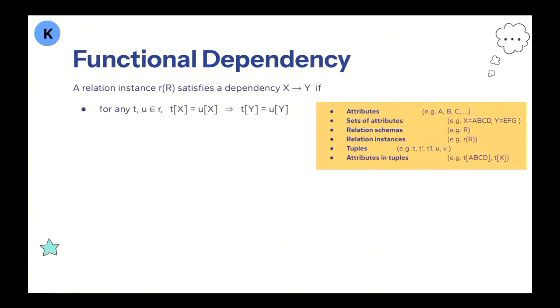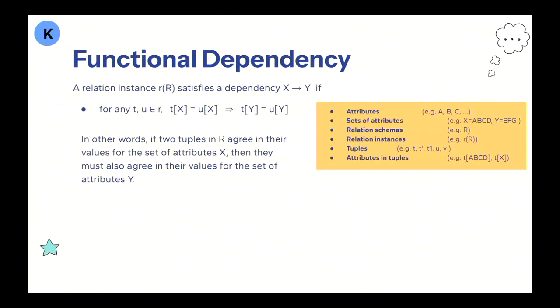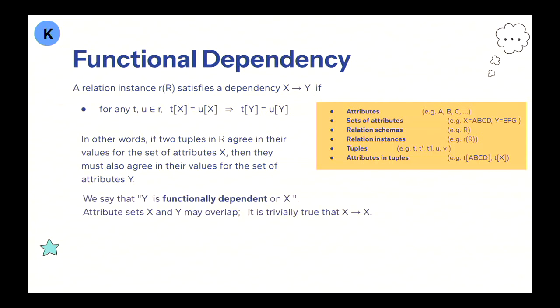Then we will say X determines Y. So in other words, if two tuples in a relation agree in their values for the set of attributes X, then they must also agree in their values for the set of attributes Y. We will say that Y is functionally dependent on X. And of course, X and Y here are sets of attributes, and their attributes could overlap.